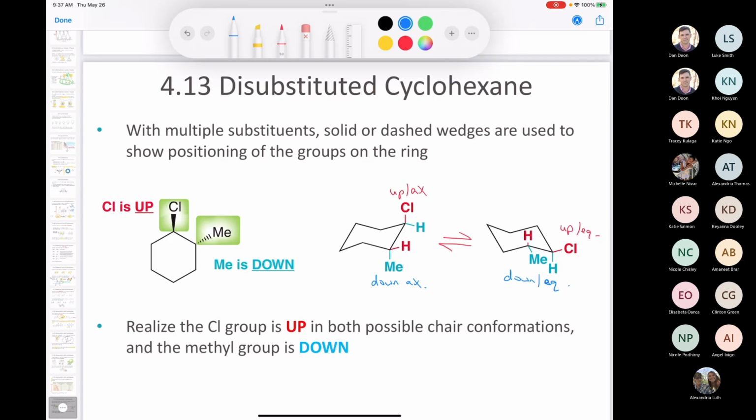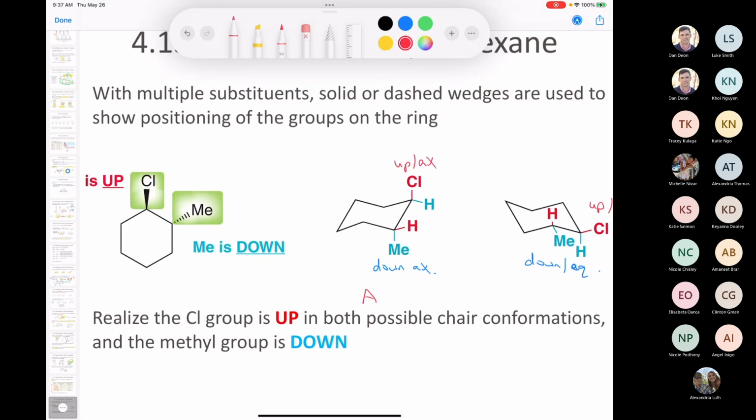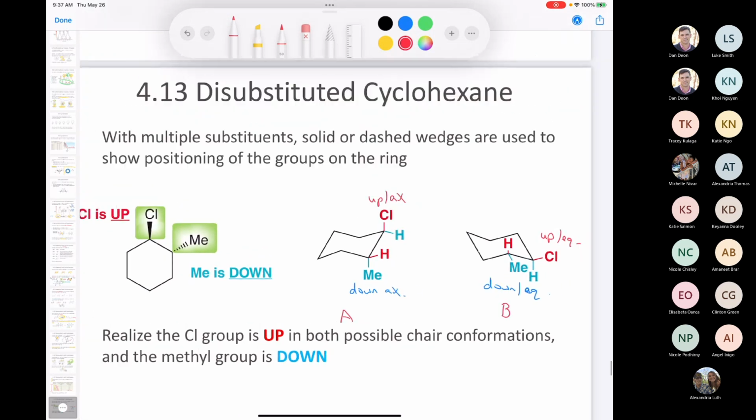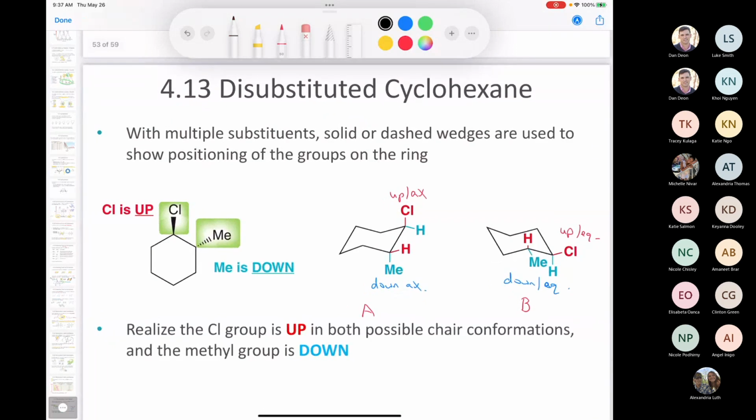Now, I'm going to label these two conformations. We'll call this one A, and we'll call this one B. If I have an equilibrium between A and B, would the equilibrium lie to the side of A or B, do you think? Which side do you think the equilibrium would lie to? So it should lie to the side of B. It should lie heavily to the side of B.